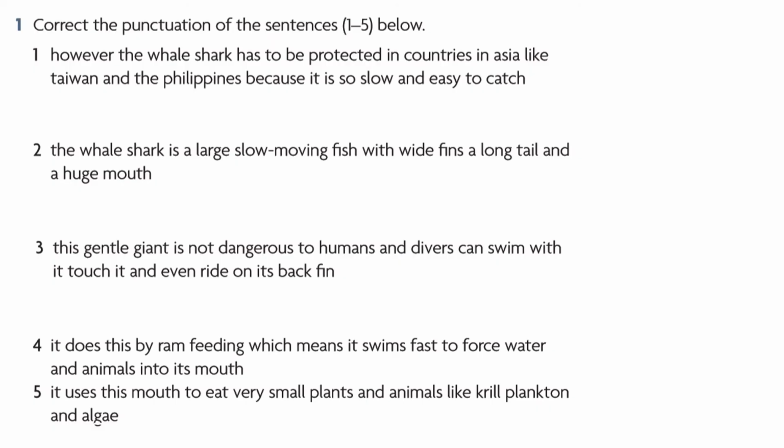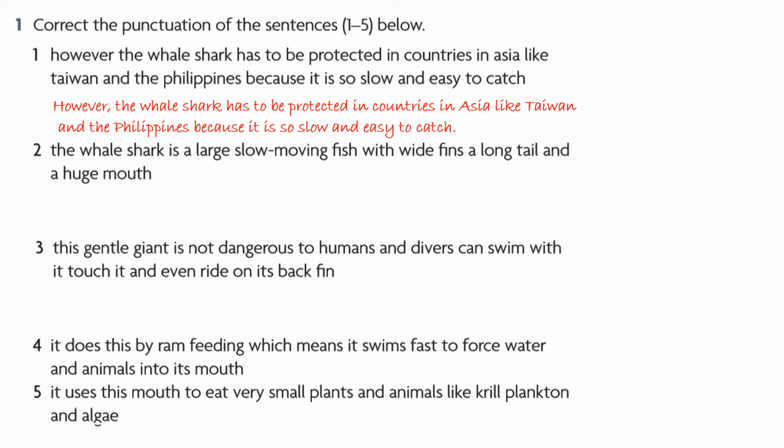Now look at this exercise. Correct the punctuation of the sentences 1 to 5 below. I would like you to pause the video for a while again and read all the sentences first. Right. Now let's see how these sentences will be written with correct punctuation. Number 1.